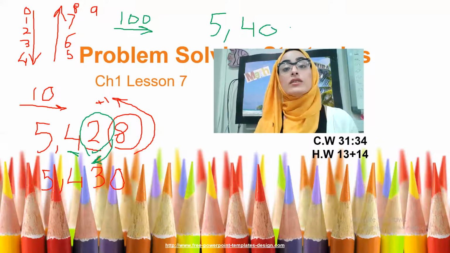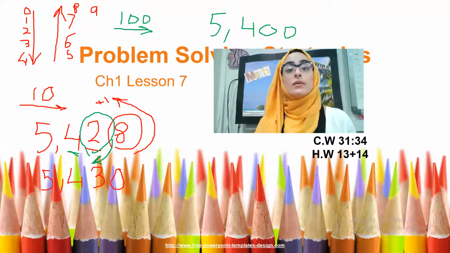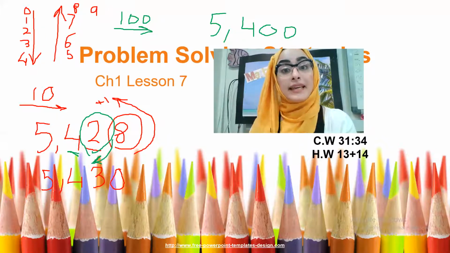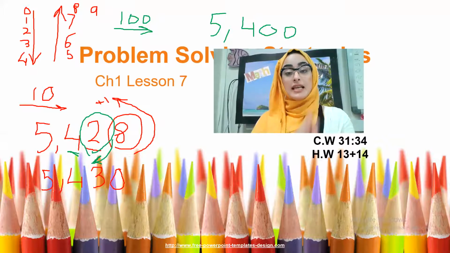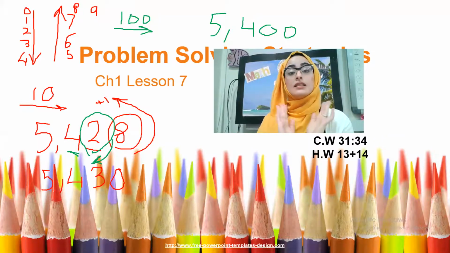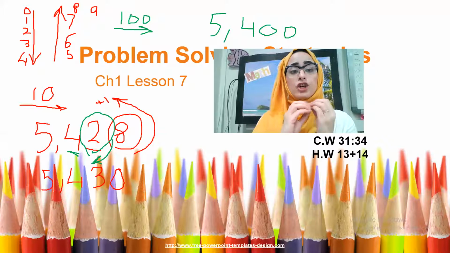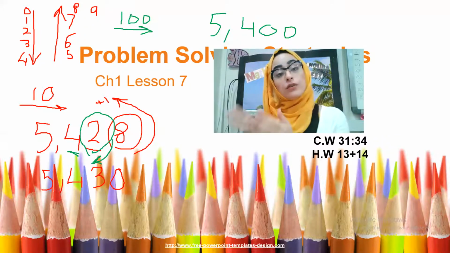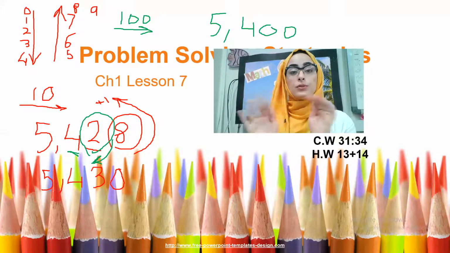So when I'm rounding to the hundreds, tens and ones will be 0. Rounding to the hundreds, the other numbers will be zeros. Okay? Tens and ones will be 0. So that's it. You have to find your 10 for rounding to the 10 and find your 100 for rounding to the 100. Super, super easy.